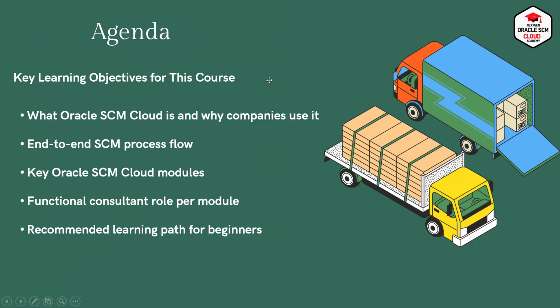So these are the five key objectives of this video. First of all, we will understand what Oracle SCM Cloud is and why companies use it to manage their supply chain operations efficiently. Next, we will talk about the end-to-end supply chain process flow, so you can clearly see how planning, procurement, manufacturing, inventory, and order management are connected.